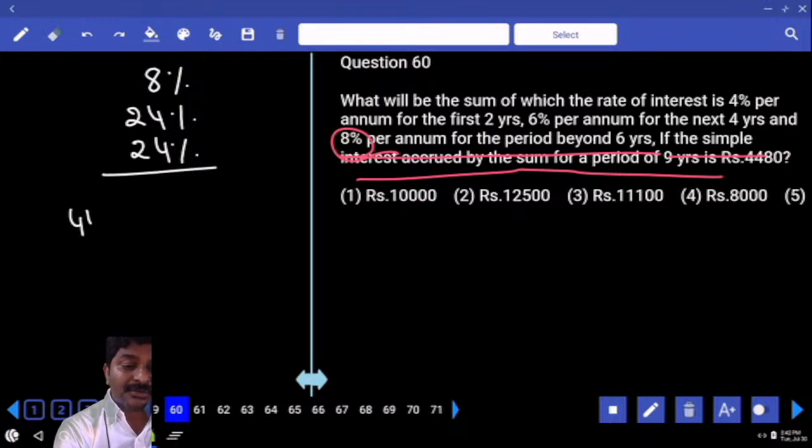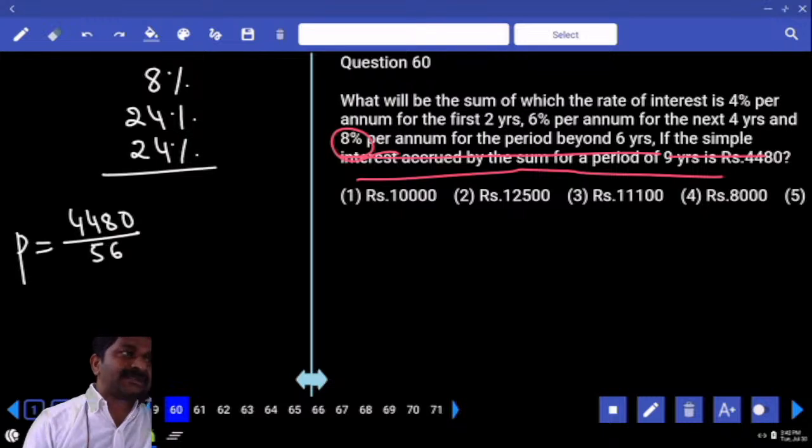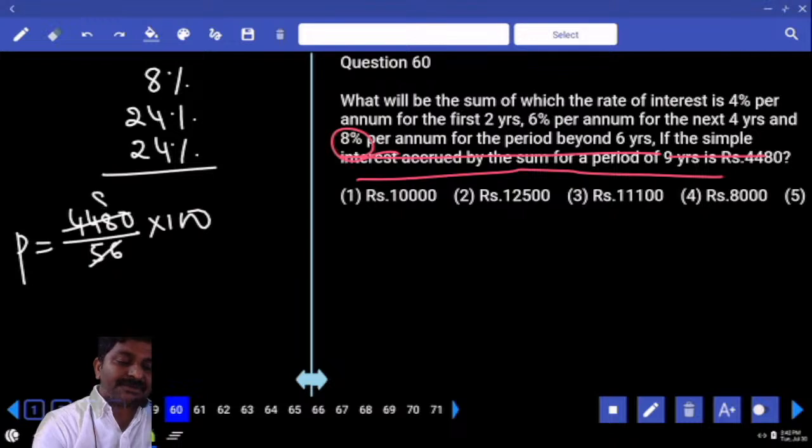56. 4,480 is divided by 56. 1% value is this much, correct? Now the question is about the principal sum, 100% into 100. 56 how many times? 8 and then a 0. Answer 8,000.